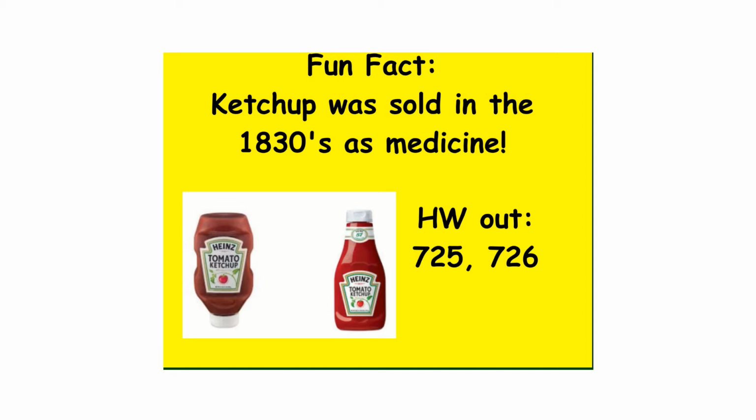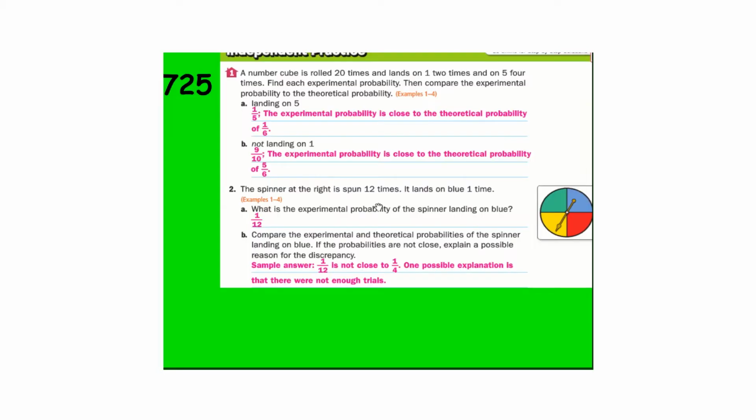Okay, lesson 9.3. Homework is on page 725. So for part A, if you did not reduce the fraction, that's okay. The experimental probability of landing on a 5, 4 times he landed on a 5, 4 out of 20 is just fine for an answer. Is it close to 1/6? Yeah, 1/5 is close to 1/6.